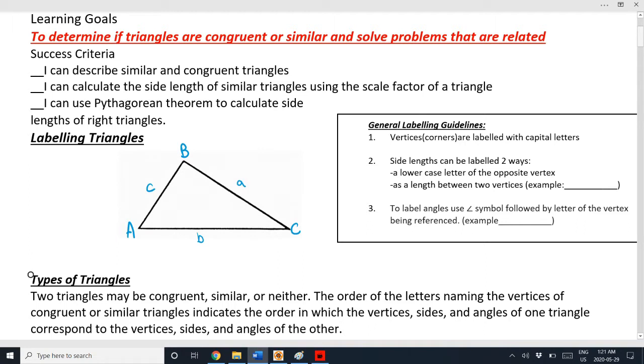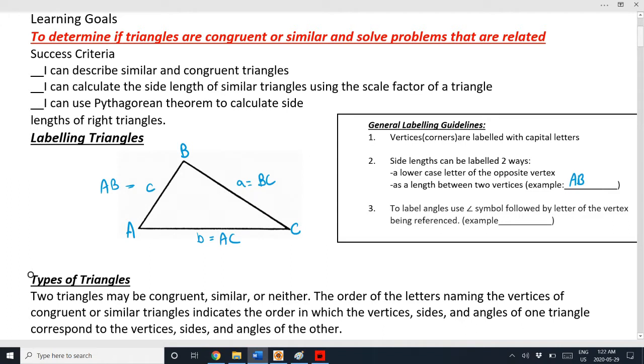It could also be referred to in another way. If we're talking about the length, we could just say it's the distance between B and C. And over here, it will be the distance between A and C. And here, it would be the distance between A and B. So those are two different ways we could label it. So AB, for example, is a way to measure the distance between corner A and corner B.